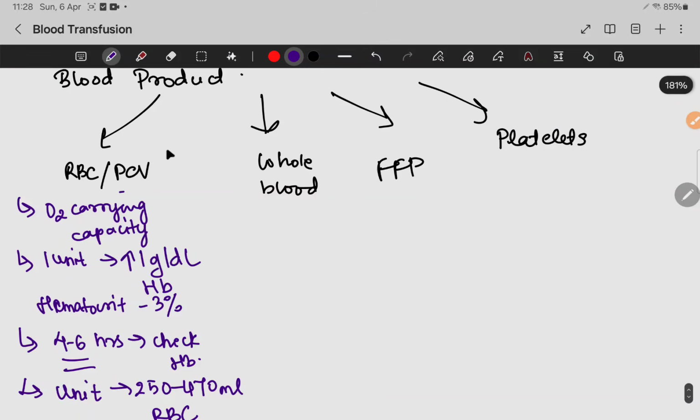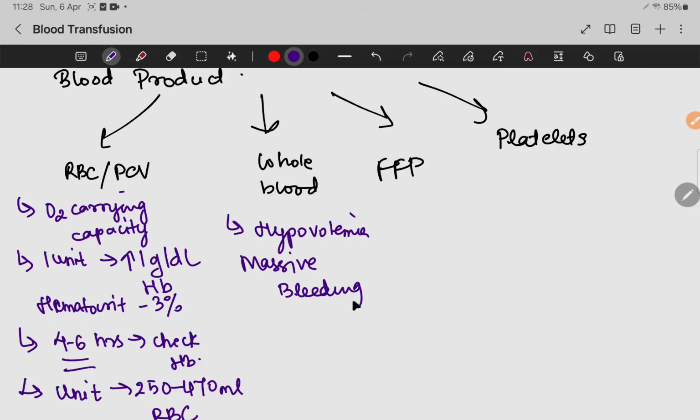Okay, so next we will see about the whole blood. Whole blood is used to treat hypovolemia in cases of massive bleeding. Okay, in cases of massive bleeding. In this, each unit contains 350 ml of blood.